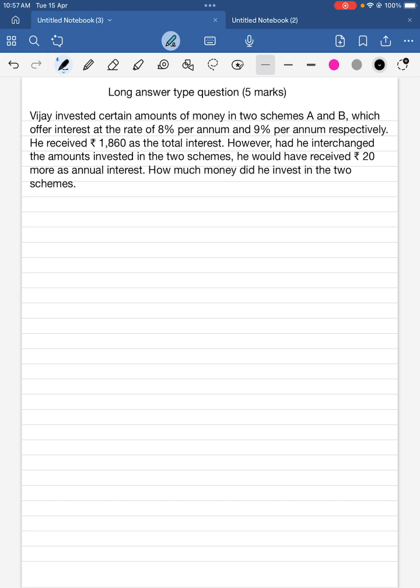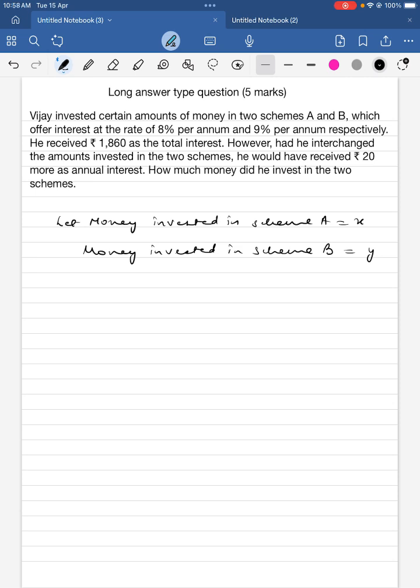Okay, so let us assume the money invested in scheme A as equal to X and money invested in scheme B as equal to Y. Now, there is a formula to calculate the simple interest, which is like this. Simple interest is equal to principal times rate of interest times time divided by 100. Okay, so this is the formula to calculate the simple interest.